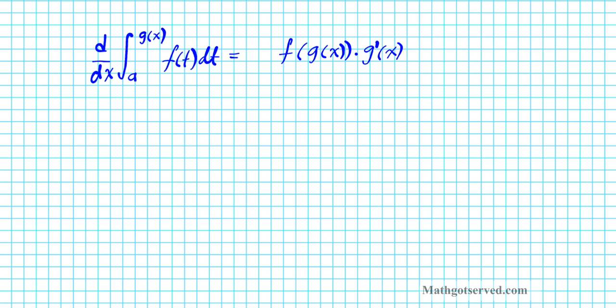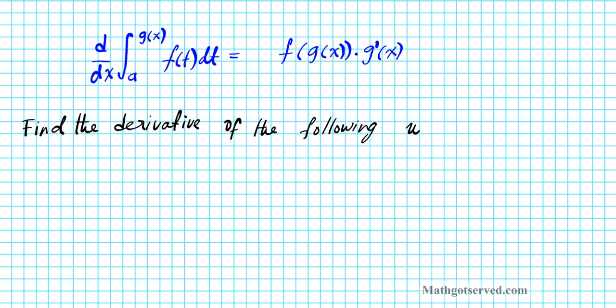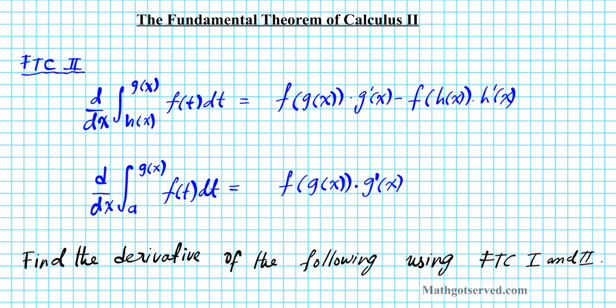So the task is to find the derivative of the following using FTC 1 and 2. We're going to use two methods to find the derivative of the following integral expressions. We're going to use the fundamental theorem of calculus part 1, and then we're going to use FTC2 as indicated in these formulas above.